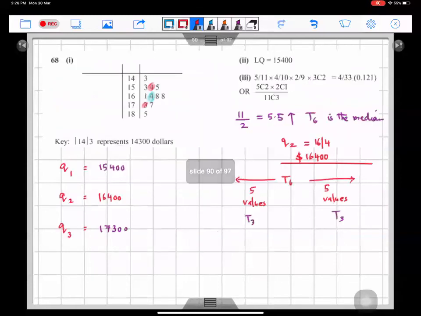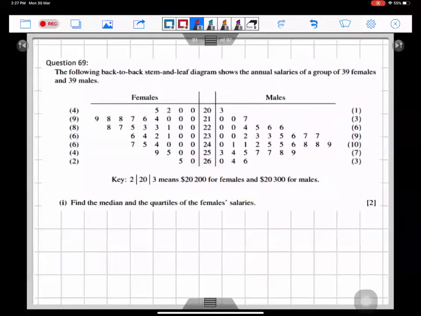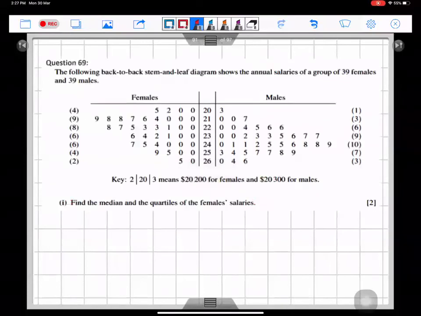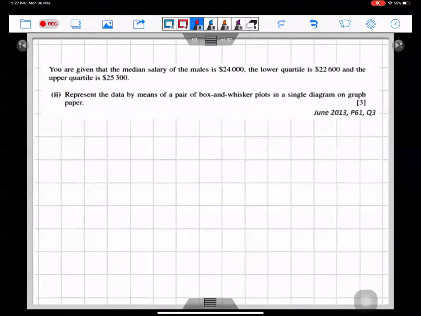Okay. This was just calculation of median and quartiles. That was pretty obvious. And in this question, somebody asked about the annual salaries of a group of 39 females and 39 males. Find the median and quartiles of the female salaries. You are given that the median salary of males is this much, and the lower quartile and upper quartile are this much. Represent the data by means of a box and whisker plot. I think that is pretty straightforward.